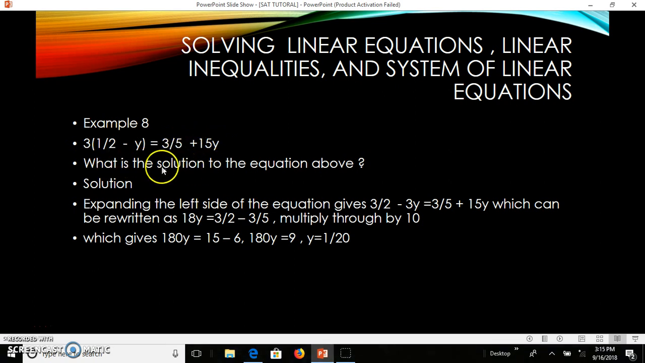What is the solution to the equation above? You are looking for the value of y. So, meaning that expanding it, I don't need to give you much explanation on this. I believe you should be able to do it. And if you do it very well, your answer should be y equals 1 over 20. Follow the step here. It doesn't take time.